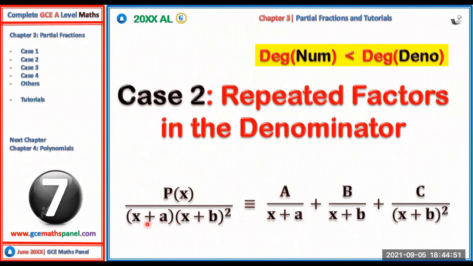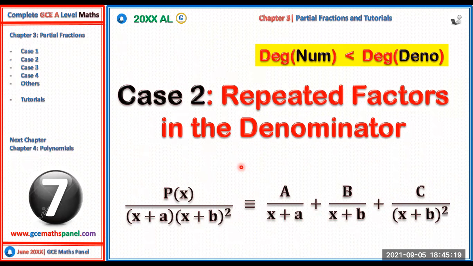A over the first factor, it is linear. So this one, we have no problem. Now plus b, this factor is raised to the power 2. So over this factor to the power 1, or you just write the factor like that. Since the factor is raised to the power 2, we'll continue on to the power 2. So plus c over x plus b to the power 2. So if it was the power 3, we'll continue with plus d over x plus b to the power 3, and so on.